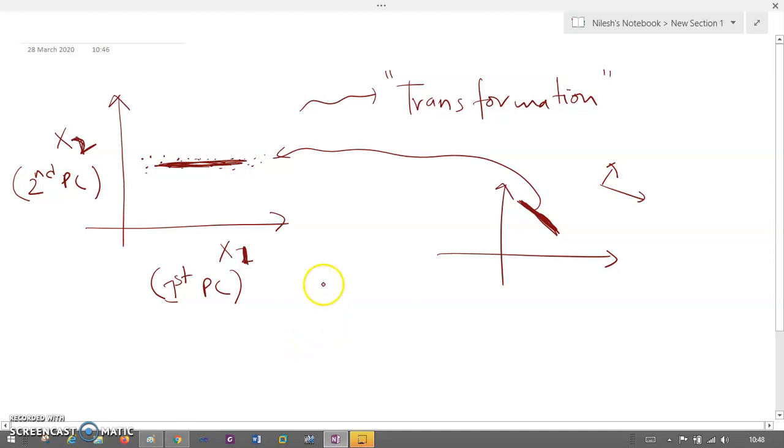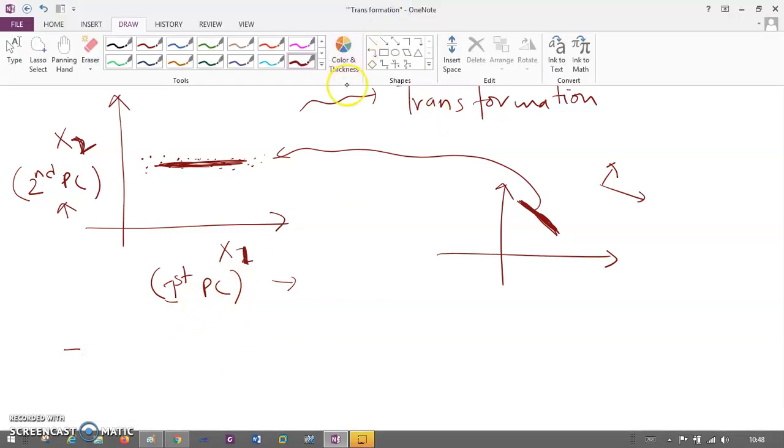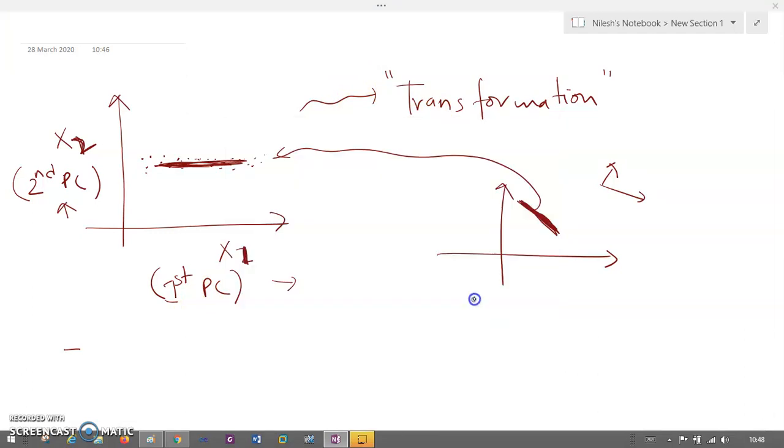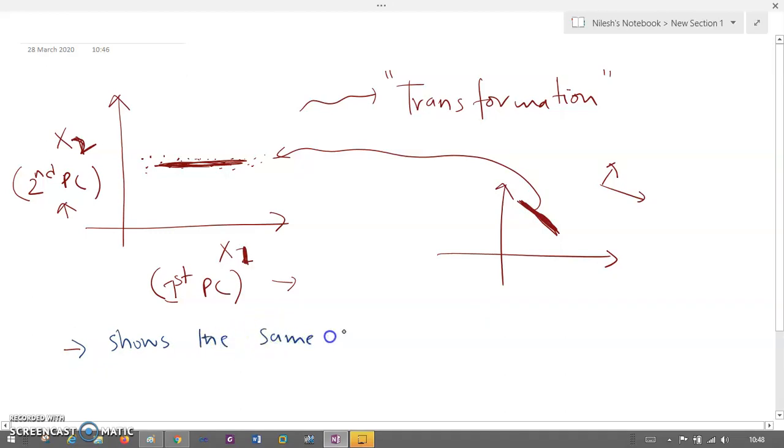When you rotate this, your first principal component aligns at the x-axis, so this is your x-axis, and your second principal component aligns at the y-axis. I'll write it down here. It shows the same data, by the way. I need to change the color here. First of all, it shows the same data. There is no difference in the data at all.